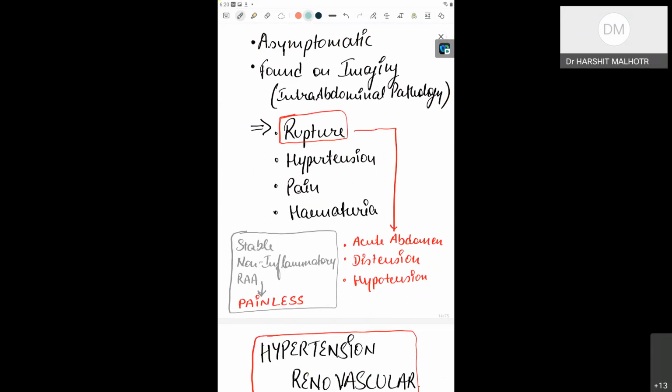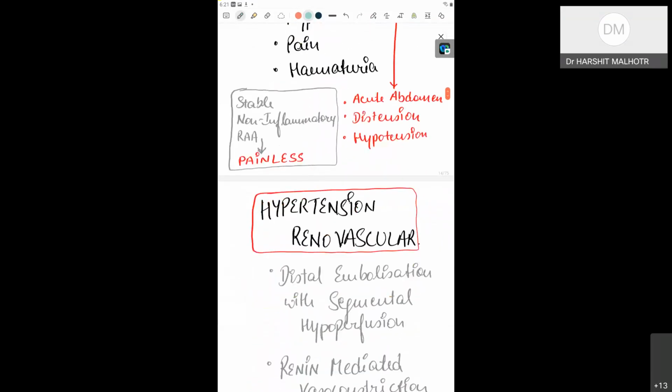Now, something very important to know is that a stable non-inflammatory renal artery aneurysm is painless. So it should never be attributed to chronic abdominal pain. So in a case where a patient has chronic abdominal pain and is being worked up, and on imaging we find a stable non-inflammatory renal artery aneurysm, then we have to make sure that the renal artery aneurysm is not blamed for this problem. They are just incidentally detected, and the other things should be worked up and the cause of pain ruled out.